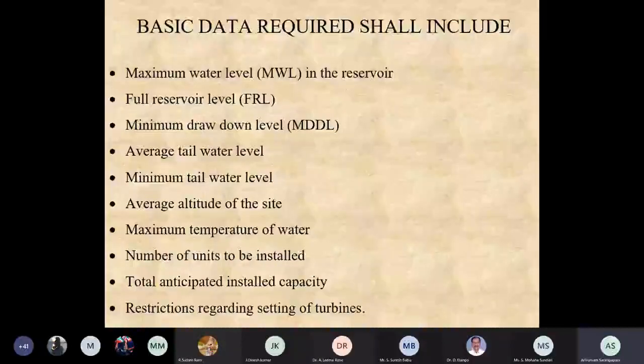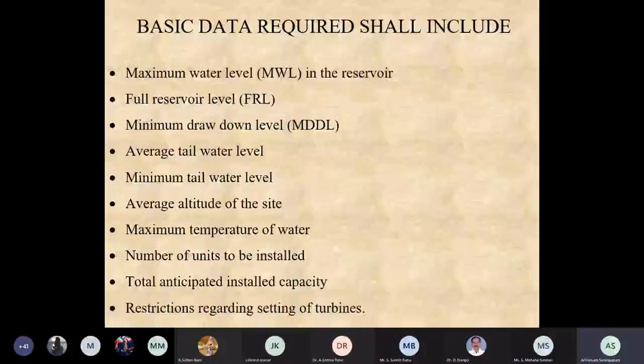Full reservoir level is the reservoir level up to which the water is used for the operation of your machine. Minimum drawdown is the minimum level of water used at the dam for generation of the machine. Below that, if you go, there will be air interruption into the intake.